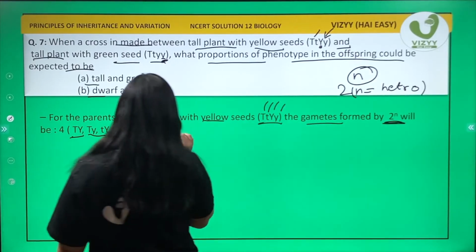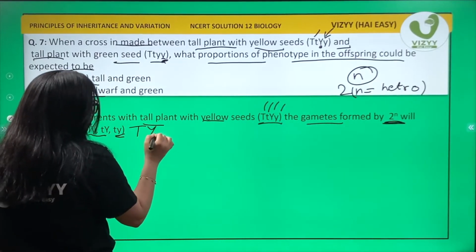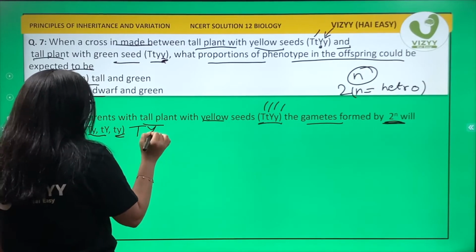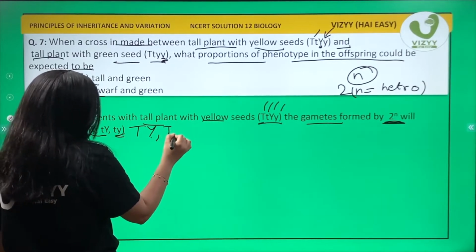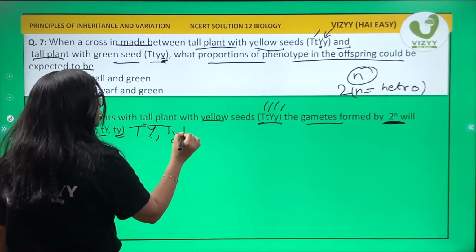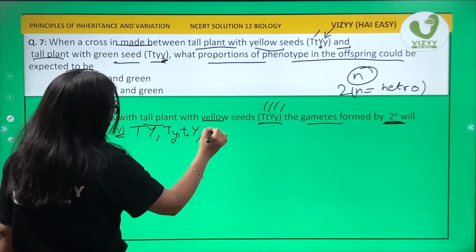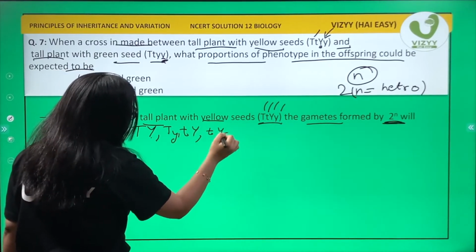So, we've got 4 gametes: tall and yellow, tall and green, dwarf and yellow, and dwarf and green.